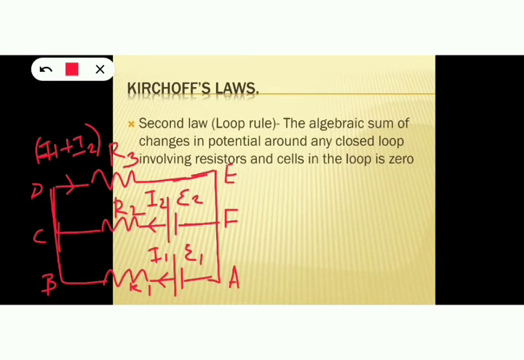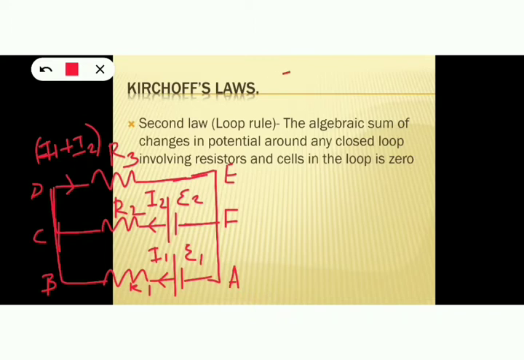So let's discuss Kirchoff's second law, my dear children. The second law is also known as the loop rule. The loop rule states that the algebraic sum of changes in potential around any closed loop involving resistors and cells in the loop is zero. So Kirchoff's second law states that the total potential difference of any closed loop is zero. Okay. Algebraic sum of changes in potential around any closed loop.